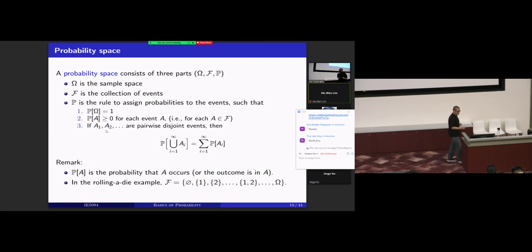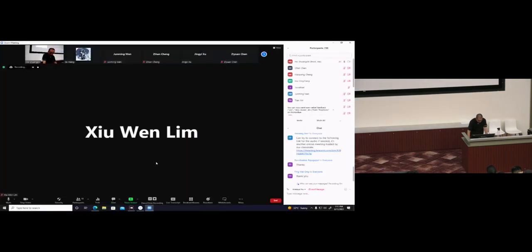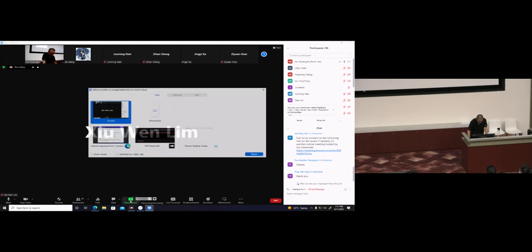The third requirement is this: the probability of the union of these events should be equal to the sum of their respective probabilities. This one could be a bit confusing. What does it mean, right? Maybe to help you understand this, let me explain it with a simple example.